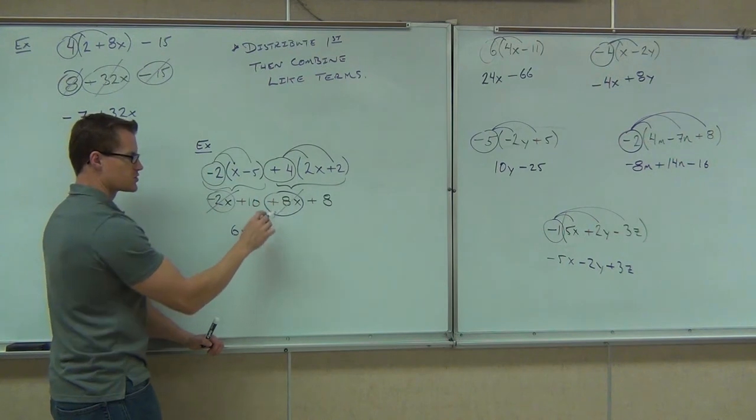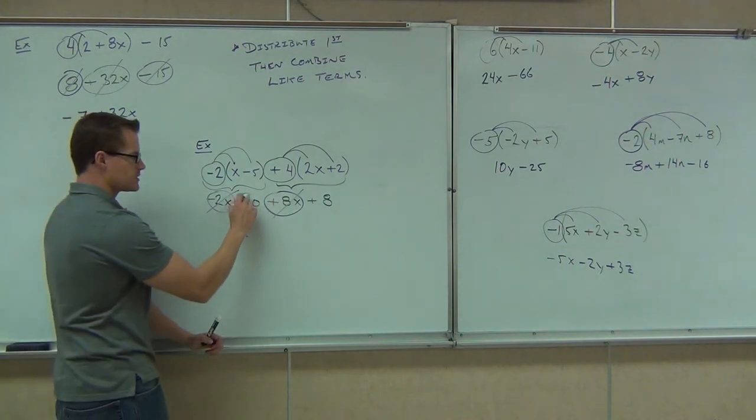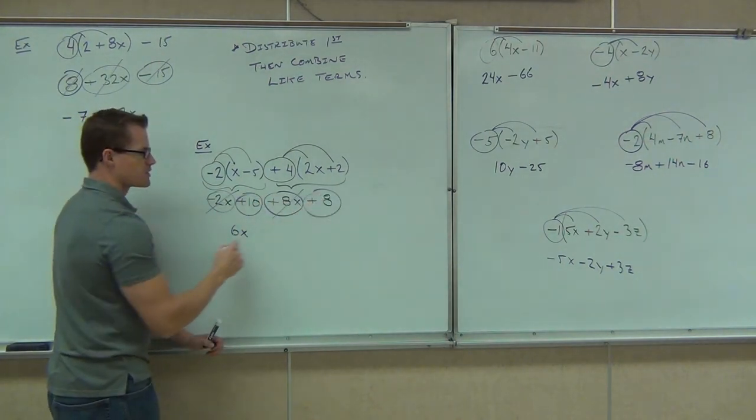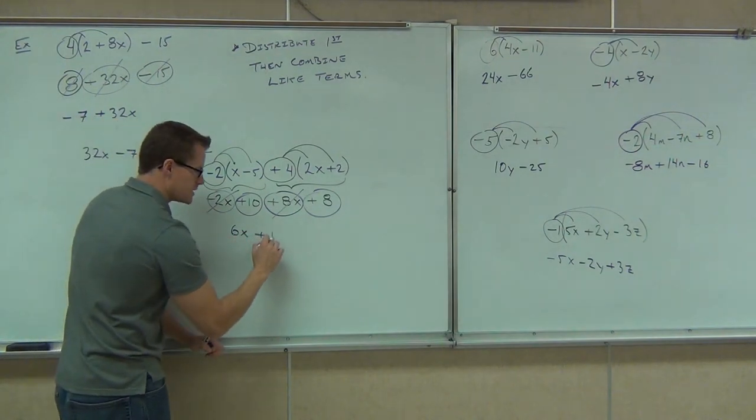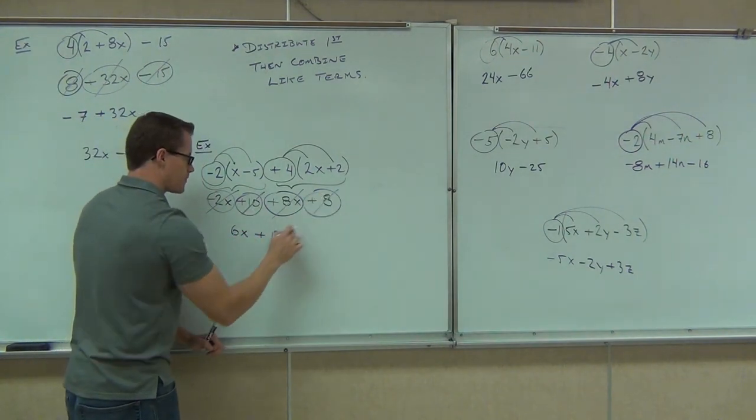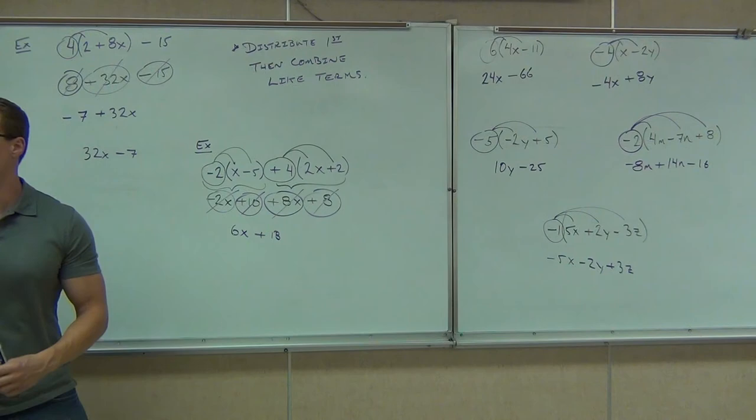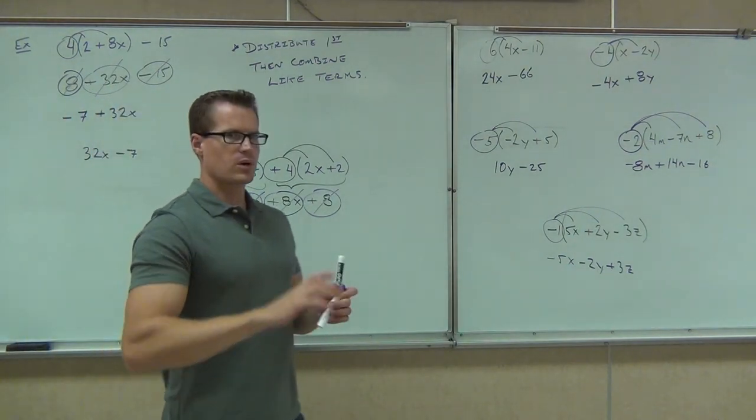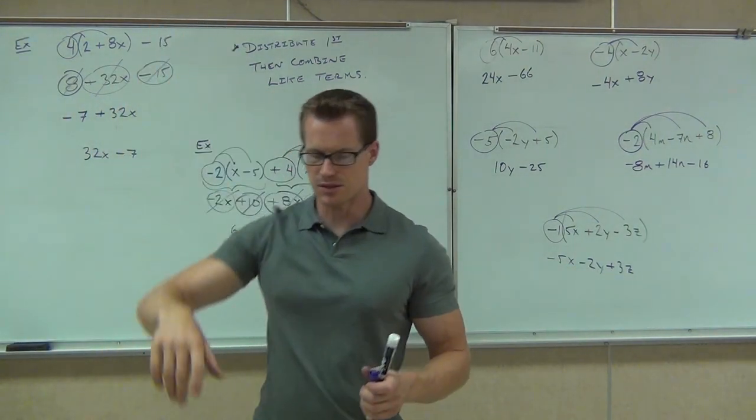Good. Switching back to the addition rule. That's great. And then lastly, I see the positive 10 and the positive 8. That's plus 18. Can't do anything. You're done. You cannot combine those at all. Would you raise your hand if you feel okay with what we talked about today? Good. That's very good.